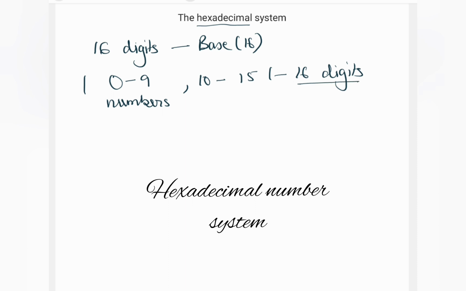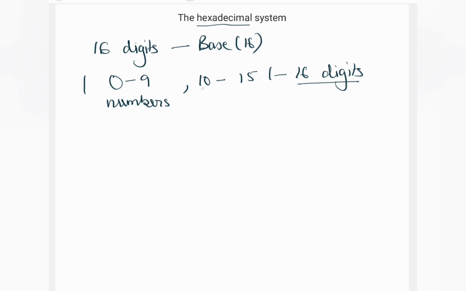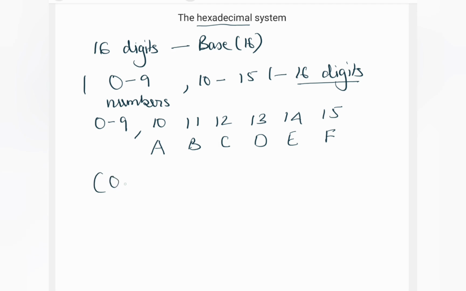But the question arises here: how would you write the numbers 10 to 15 as a single digit? Because if you look at it closely, 10 is 1 and 0, which are two different digits. So let's try and put them together. You have the numbers 0 to 9 remaining as they are. Then 10, 11, 12, 13, 14 and 15 are represented by uppercase or capital A, B, C, D, E and F. So putting it together, the hexadecimal number system comprises 0 to 9 and the alphabets A to F.